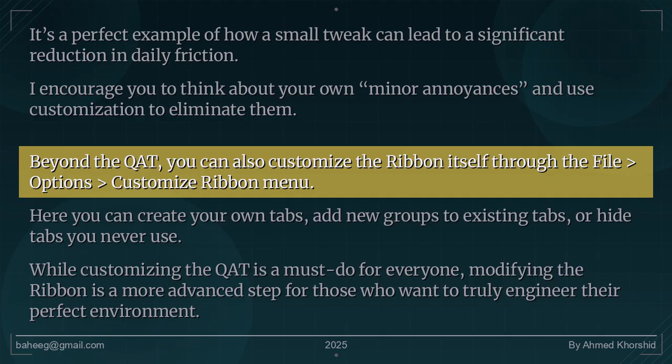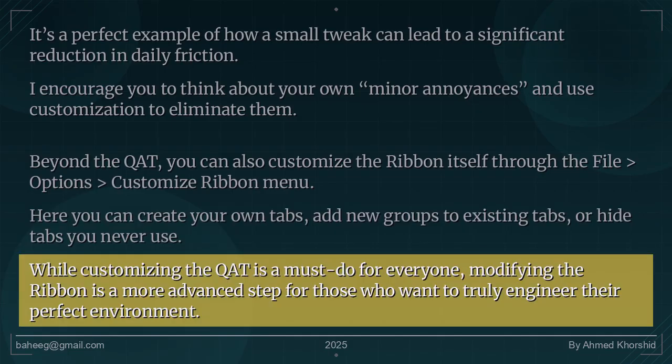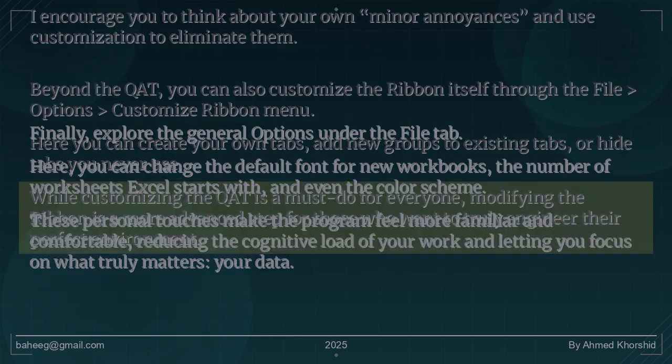Beyond the QAT, you can also customize the ribbon itself through the File options and Customize Ribbon menu. Here you can create your own tabs, add new groups to existing tabs, or hide tabs you never use. While customizing the QAT is a must-do for everyone, modifying the ribbon is a more advanced step for those who want to truly engineer their perfect environment.